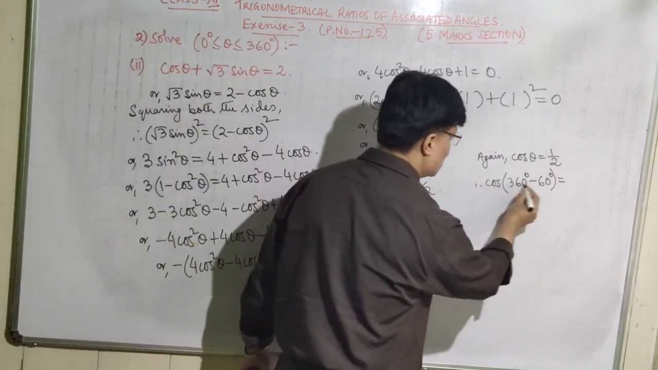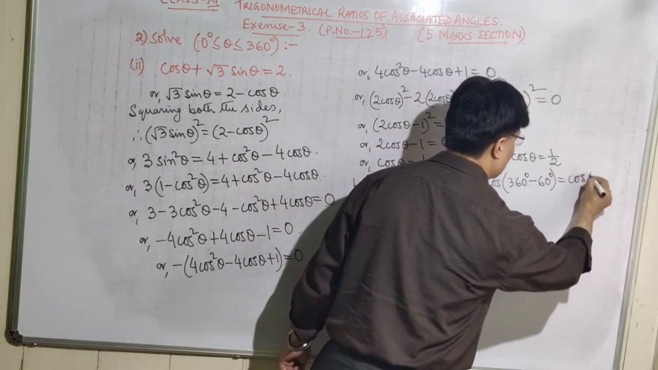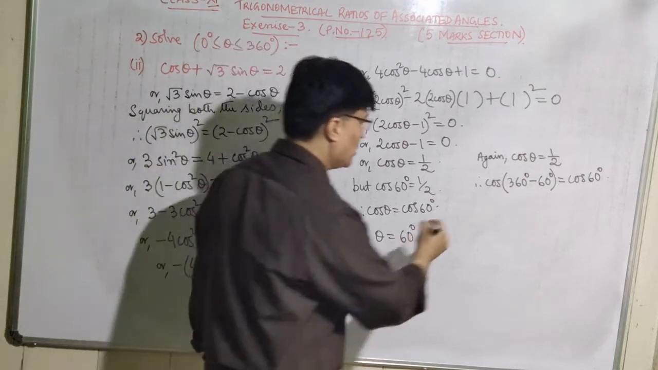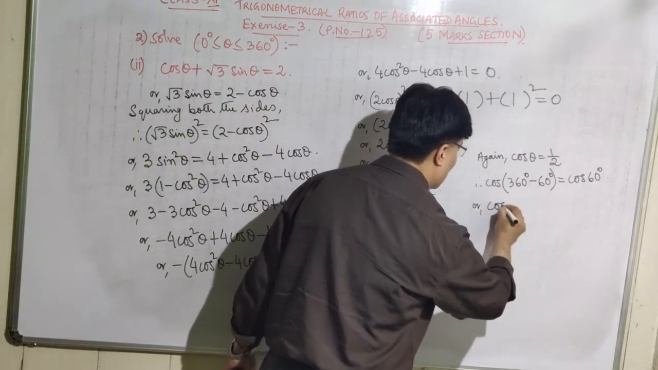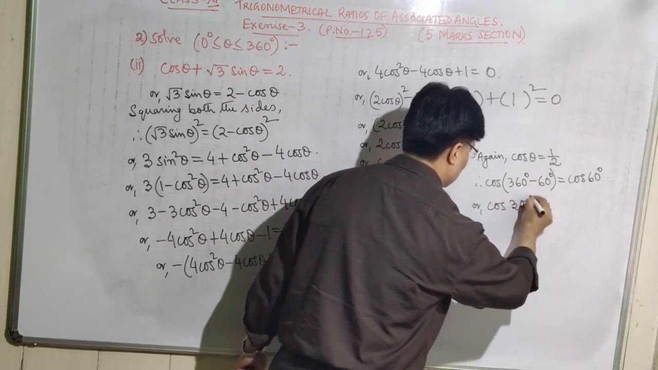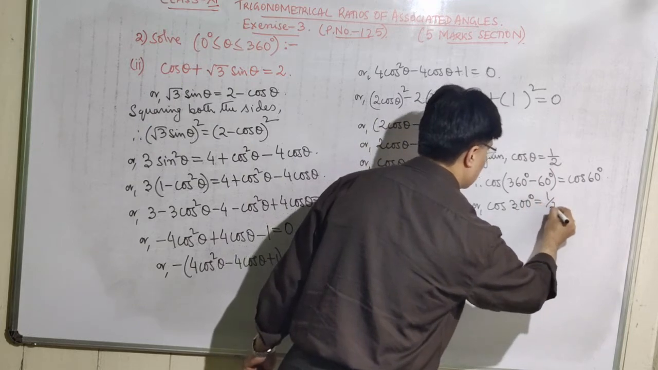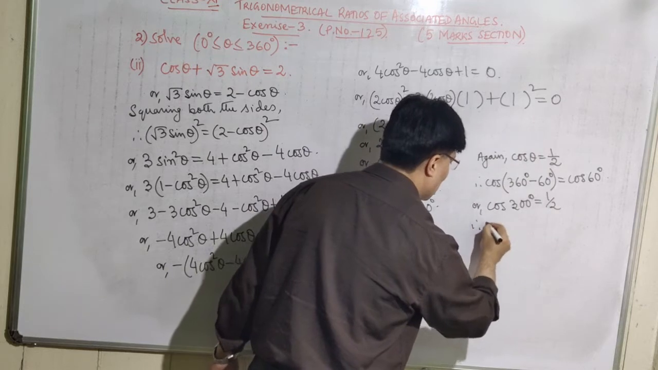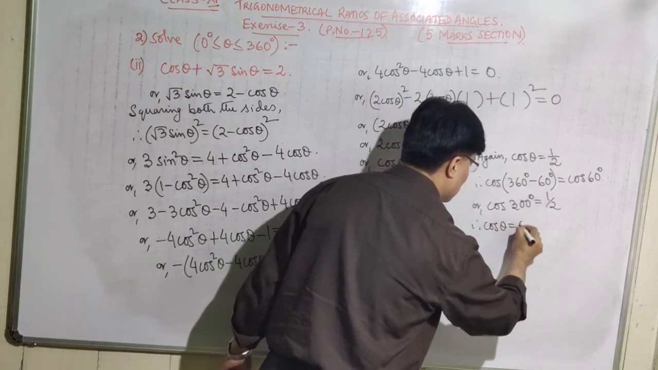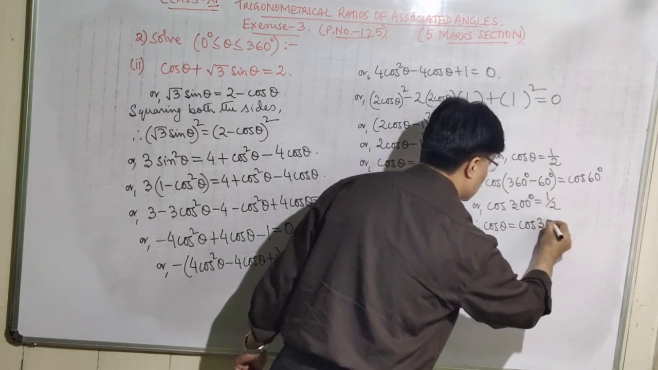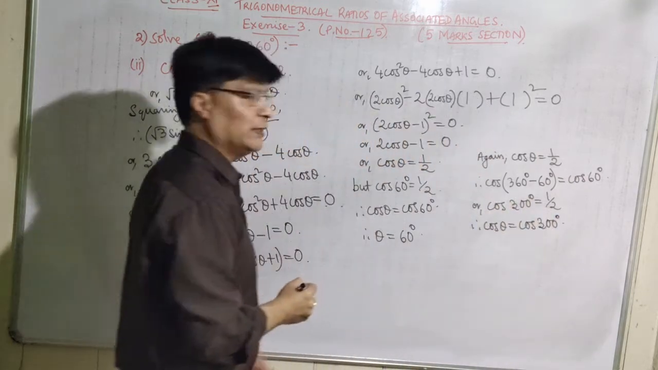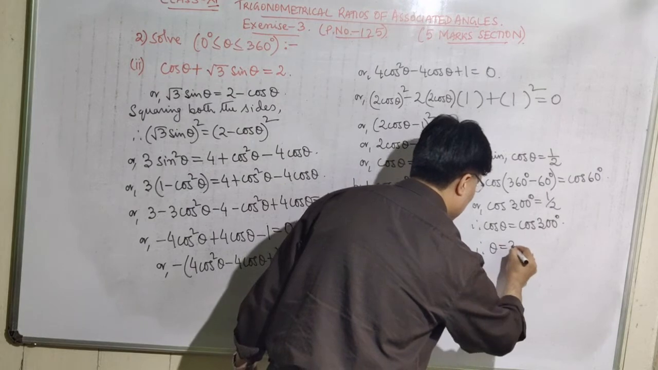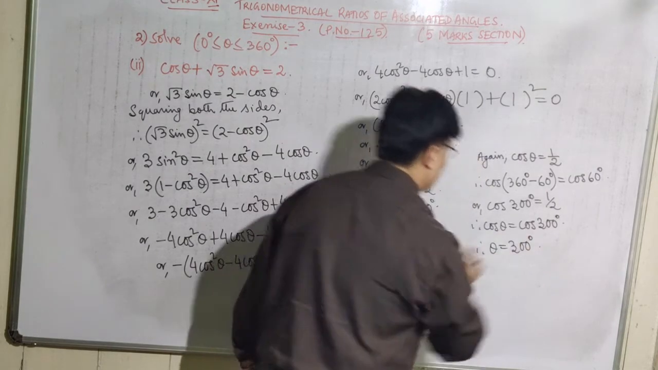What is cos 360 minus theta? It is cos theta, that is cos 60 degree. So this is cos 300 is equal to cos 60 is half. Since right hand sides are equal, left hand sides must be equal. So cos theta is equal to, this is cos 300 degree. So what is the value for theta now? So theta is equal to 300 degree.